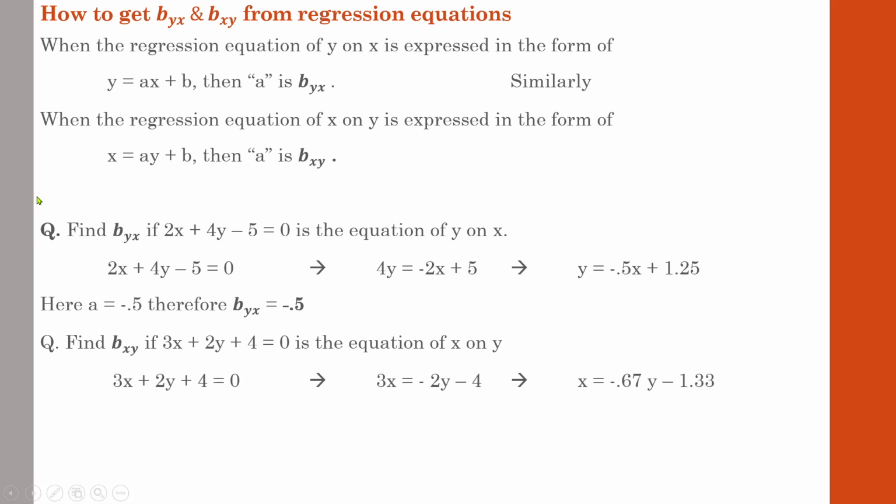So let us do it. 3x plus 2y plus 4 equal to 0, it was given in the question. So in order to find bxy, you need to change this one to this form. So x equal to ay plus b. Here x is 3x, so 3x equal to minus 2y minus 4. See, now this part is almost similar to this one, and in this equation you have to find the value of a. Here it is minus 2y, so the number which represents a here is minus 2.